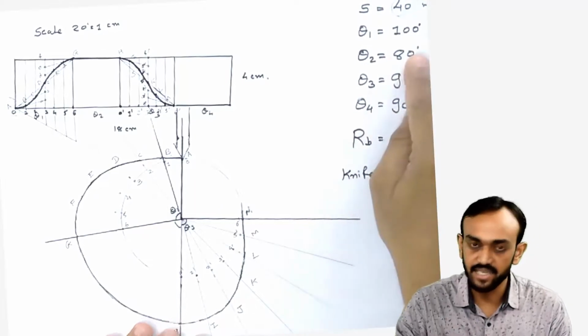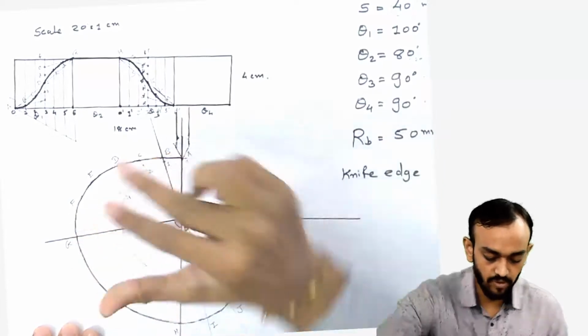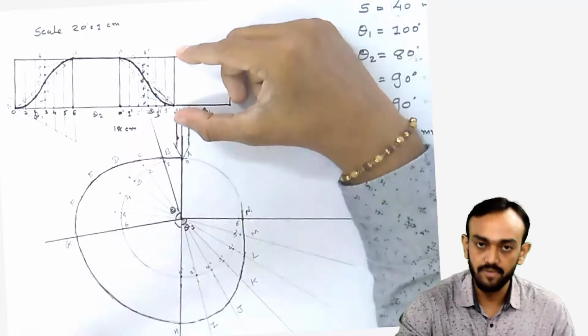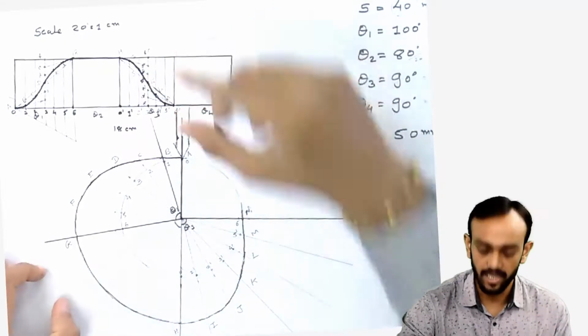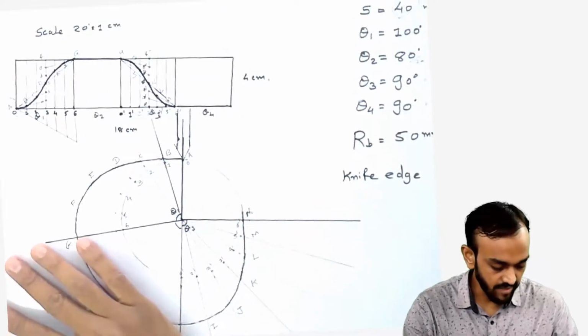Now what will happen? For the next 80 degrees, our follower will be touching here, means this point will be here, and the follower is moving from here. So the follower will be in a steady condition, as you know, and then the return angle. Okay, so this is the cam profile we have designed here.